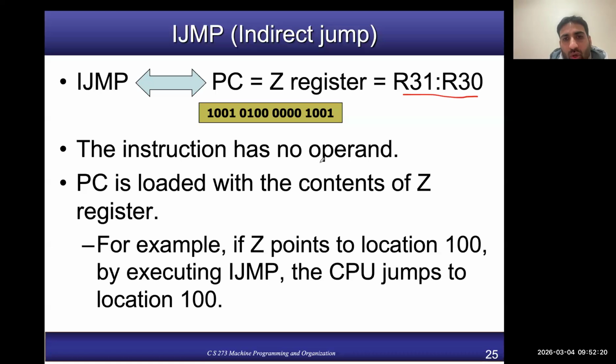So this instruction has no operand, but it is understood that whatever value is in the Z register will be copied into the PC on the execution of this instruction. So PC is loaded with the content of the Z register. For example, if Z points to location 100, then by executing IJump, or indirect jump, the CPU will jump to location 100 and whatever instruction is at location 100 will be executed next.